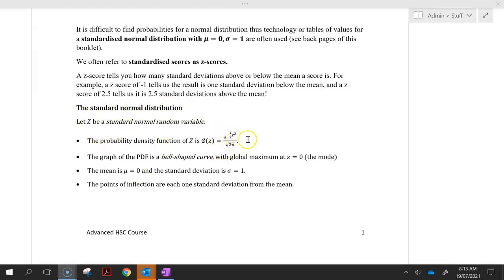So we often use for the standard normal distribution the letter Z, hence the term Z-scores. And you can see it simplifies a bit our probability distribution function. The graph's still a bell-shaped curve, but the maximum is at Z equals 0, the mode, i.e. the Z-score right on the mean. So the mean will be 0 and the standard deviation is 1. Interesting though, the points of inflection are each 1 standard deviation from the mean. So that's an interesting feature of the normal distribution.